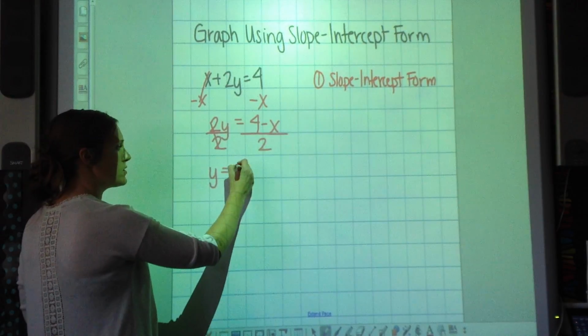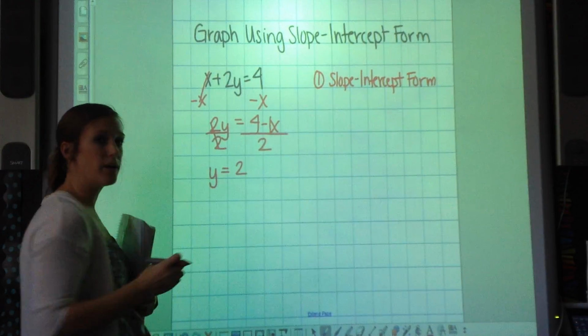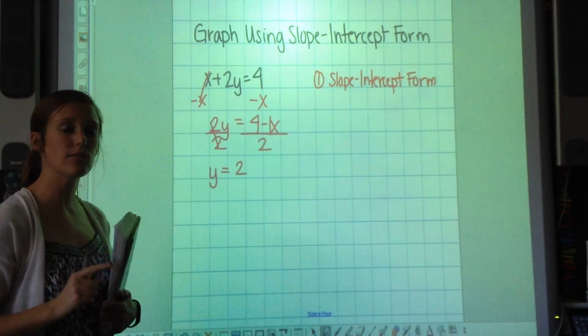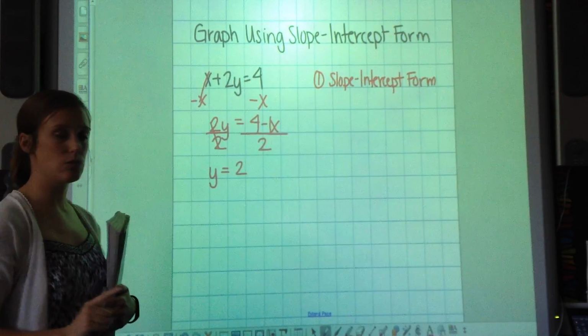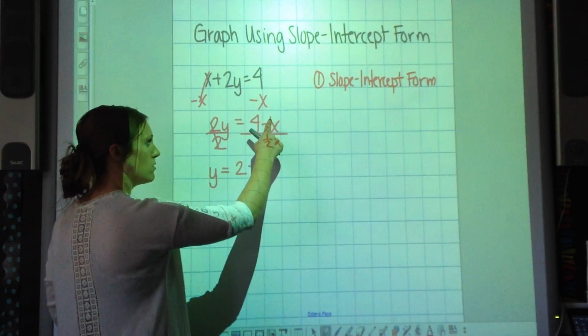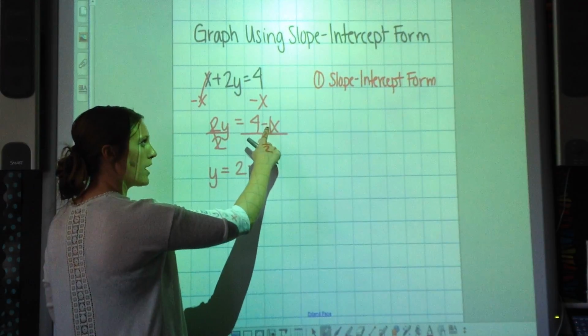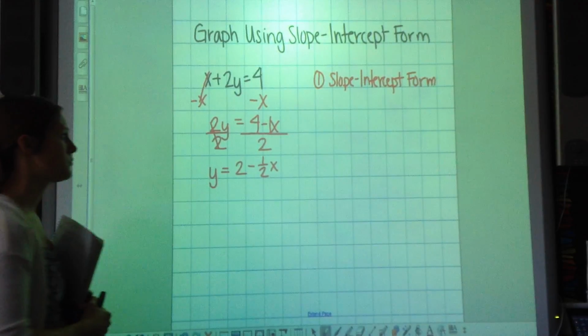4 divided by 2 is 2. Technically, this is a -1. -1 divided by 2 does not come out evenly, so I'm going to leave it a fraction. Do not turn it into a decimal. -1/2 x. 1 divided by 2 does not come out evenly, so I leave it the fraction 1/2.